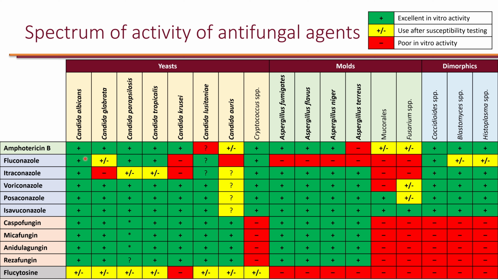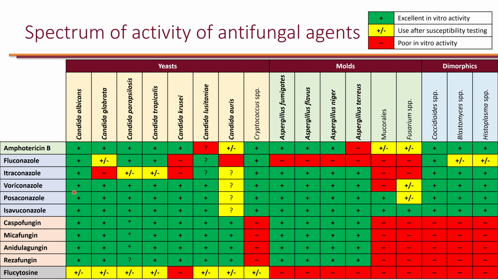Now, itraconazole has pretty good activity against albicans, but is not active against glabrata, and has somewhat of an activity against parapsilosis and tropicalis, but susceptibility is needed. Also not active against krusei, and of course for Candida auris, you just need susceptibility results. Now, when it comes to voriconazole, this is when you get broad spectrum. Pretty much voriconazole has good activity across all yeasts, with the exception of auris that may or may not be susceptible.